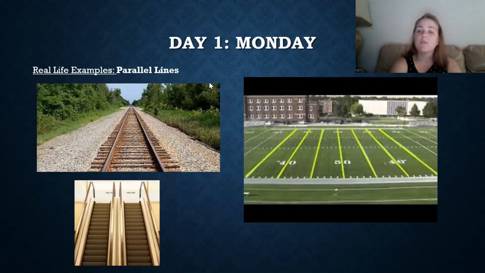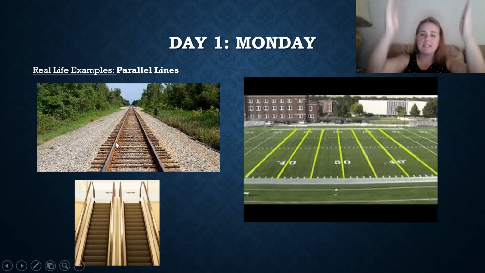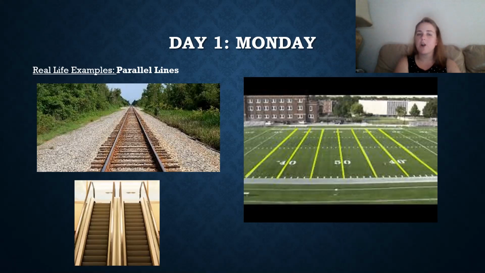Okay, so here are some real life examples of parallel lines. If you're looking at the picture of the railroad tracks, the railings go this way and they do not touch. So those would be parallel lines. If you look at the picture of the football field, I don't really know what these are called because I don't really know anything about football. I think they're called yard lines, but these lines that go this way and they never touch, those would be parallel lines. And then you guys have to teach me what those are called.